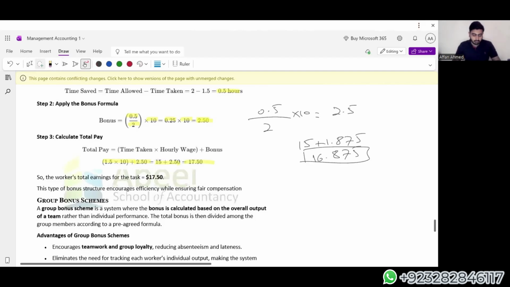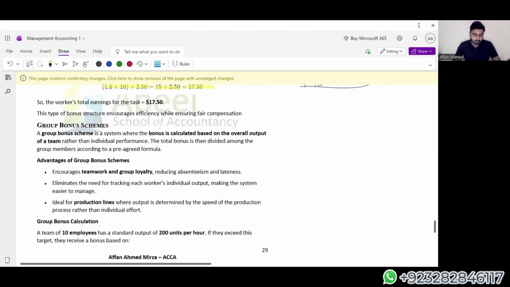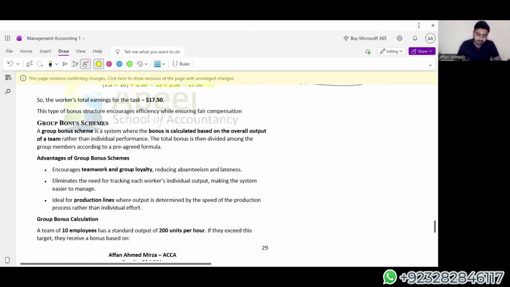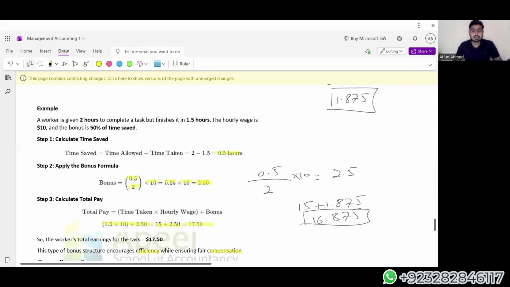Now, this type of bonus structure encourages efficiency while ensuring fairness and compensation. The fairness and compensation is the main objective of our calculations here. For now, today we'll keep it here. In the next class, we'll continue and we'll solve some other areas.